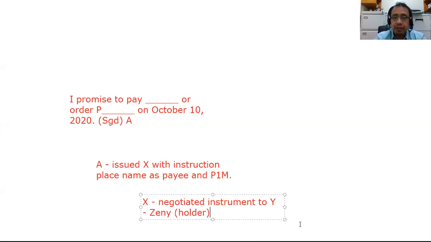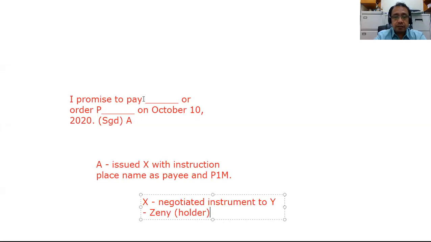So, anong dapat gawin ni Zeni? Zeni should place the name of X and she should place the amount of 1 million so that she can collect from Y or from X or from A, the maker of that instrument. Okay? Same scenario din yan.